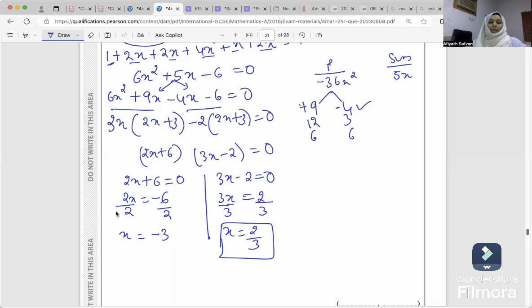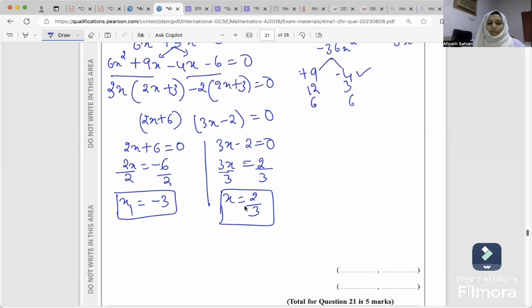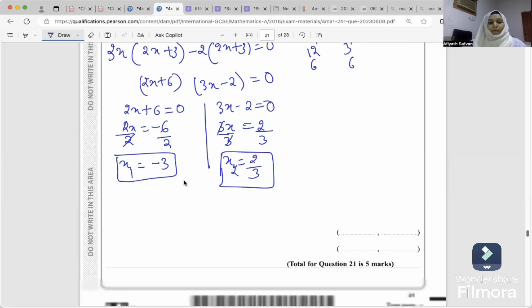So x is 2/3 and -3. Okay, so I got the values of x. Now I have to substitute in the y and get the answers. So this is my x1, this is my x2. So x = 2/3, and 2x = -6. So I'm getting all right.